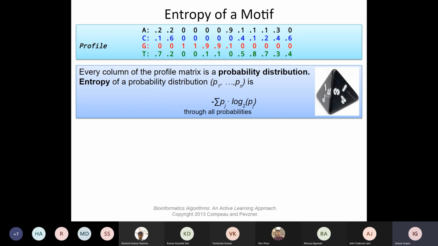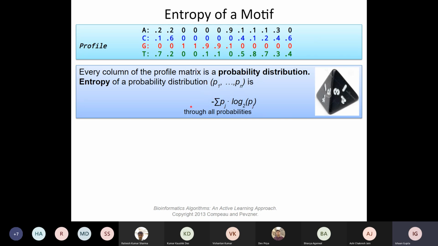Okay, so let us say a specific motif is represented by a certain profile. All right, so the profile as given here. Now every column of the profile essentially is a probability distribution. So A, C, G, and T, there's a probability distribution for each column. Now the probability distribution of each column actually describes the entropy of each column. So we define a term called entropy. The entropy of a probability distribution can be calculated as minus the sum over all probabilities P of P multiplied by log 2 of P.